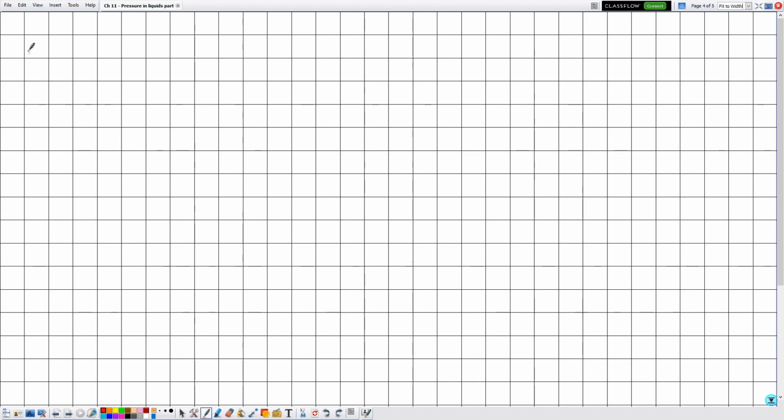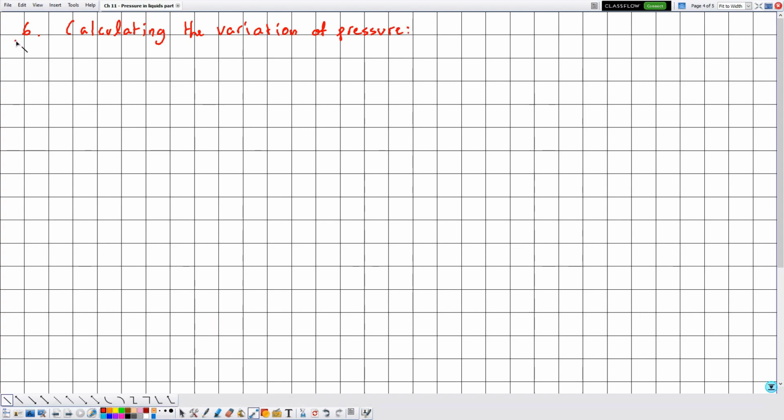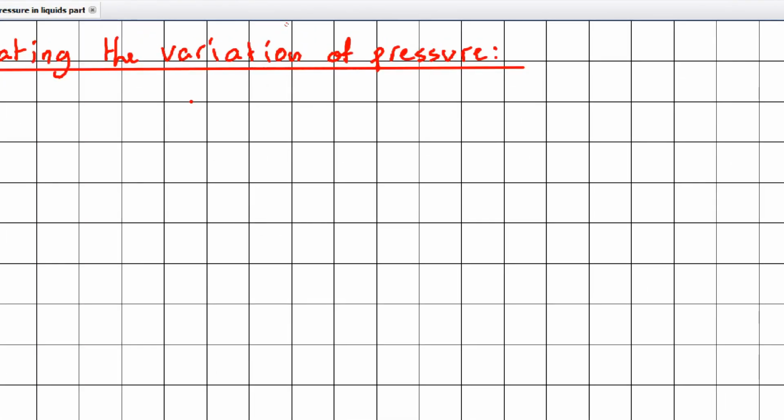So we have reached section number 6, and the title of this section is calculating the variation of pressure. Here the word variation means the difference.